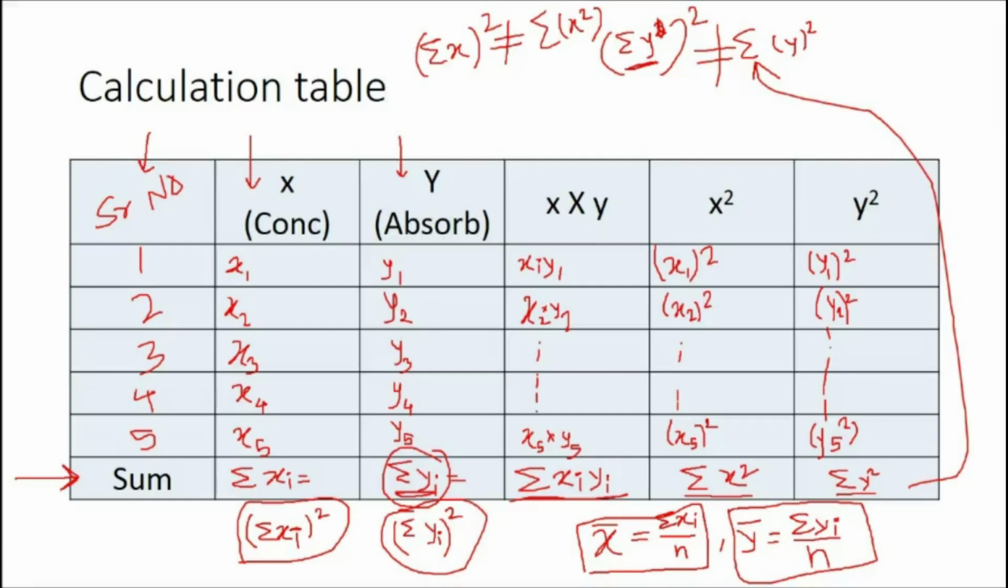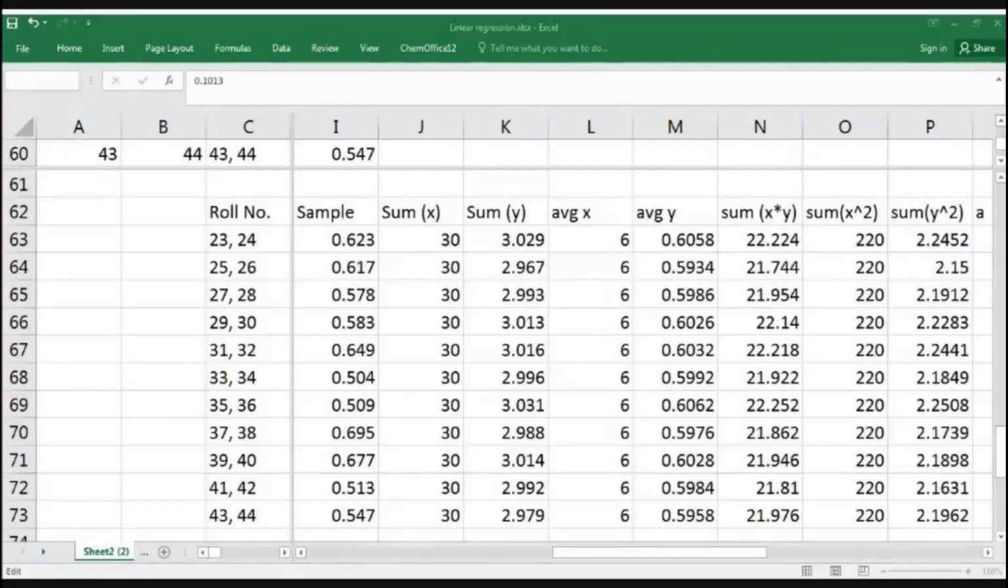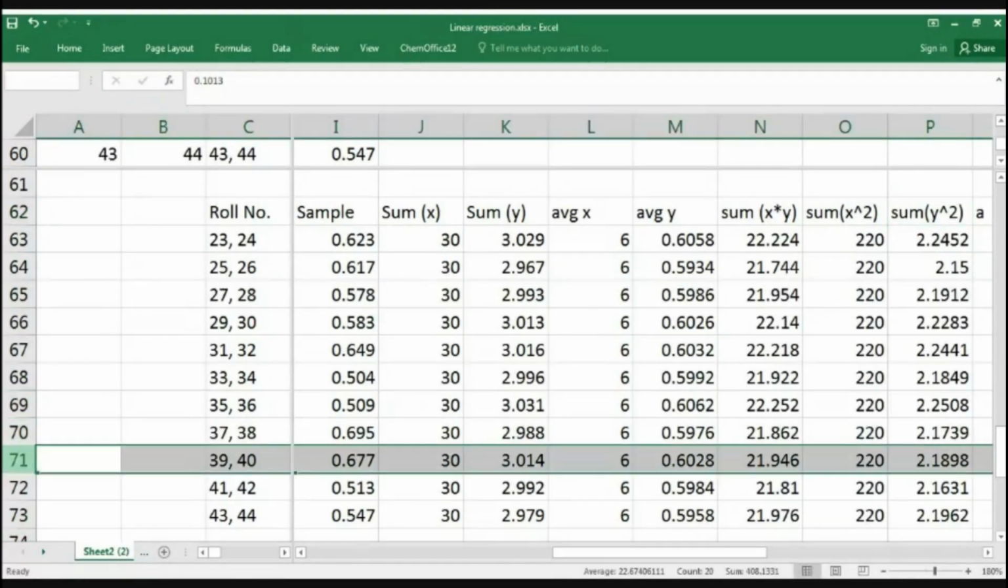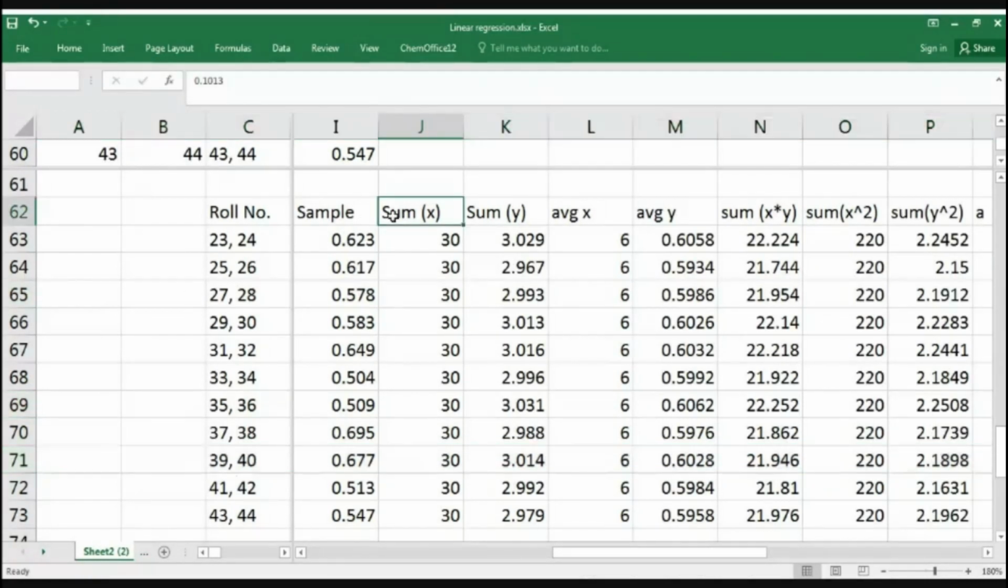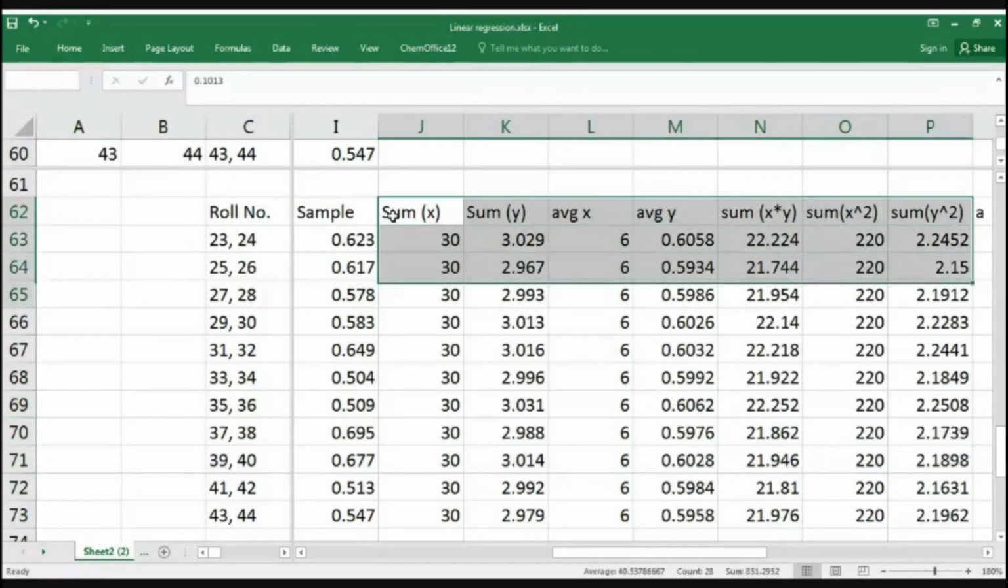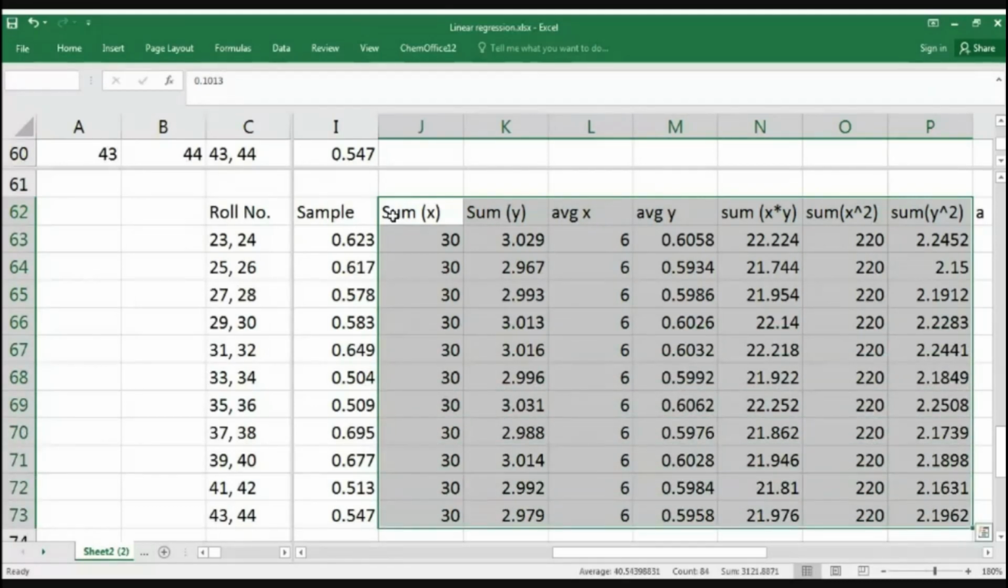In the chat box, you will write that you are done. Okay, I am presenting one Excel sheet. In that Excel sheet, I have done calculations using Excel. Please tell me if your values are matching with those values. I have done all the summation values, that summation of x, summation of y, average of x, average of y, summation of x into y, summation of x square and summation of y square. Okay, so these are the values which I have calculated. Please cross check with your values so that we can proceed if they are matching.